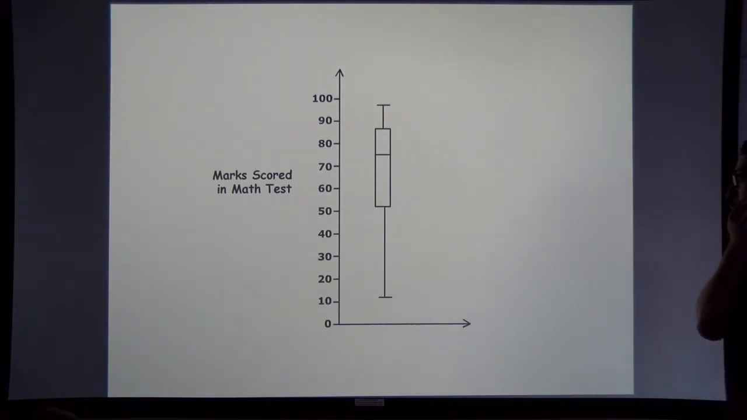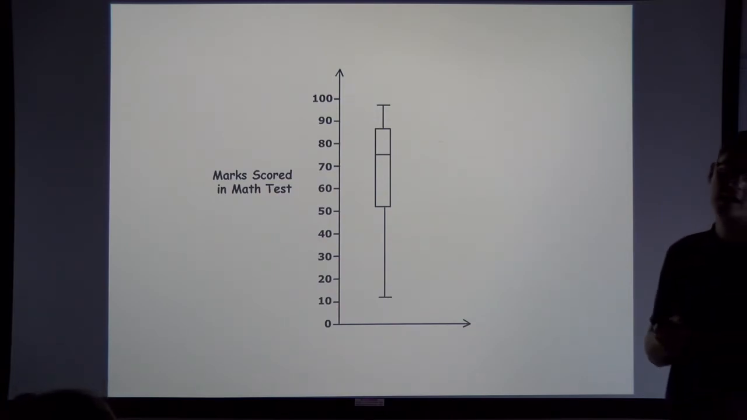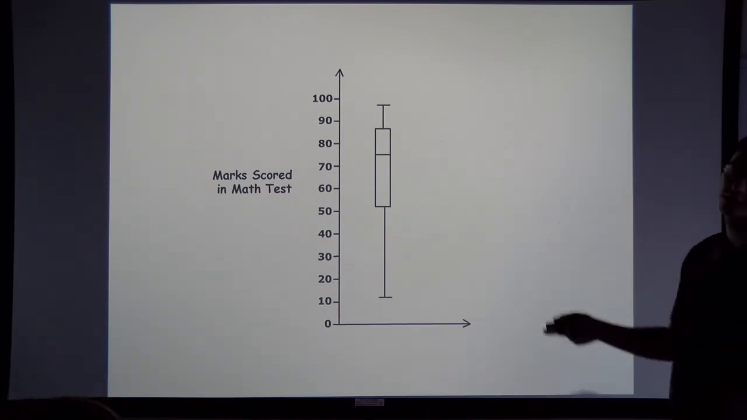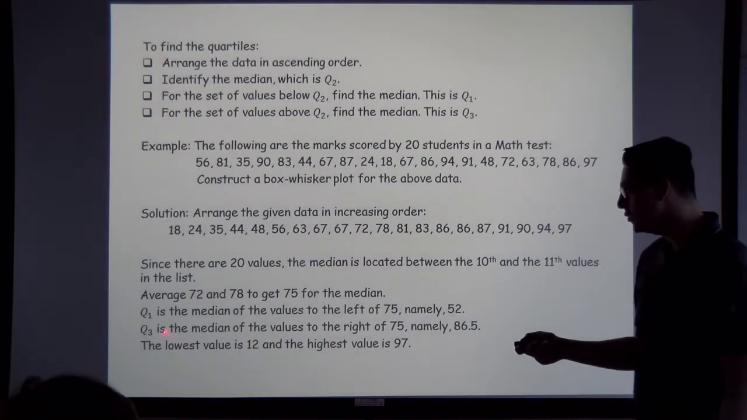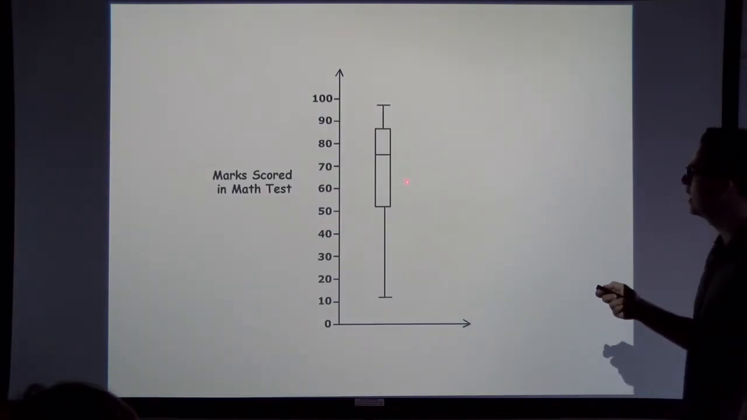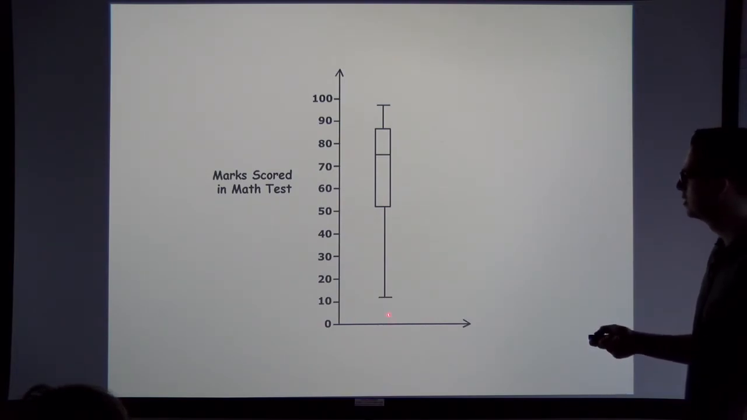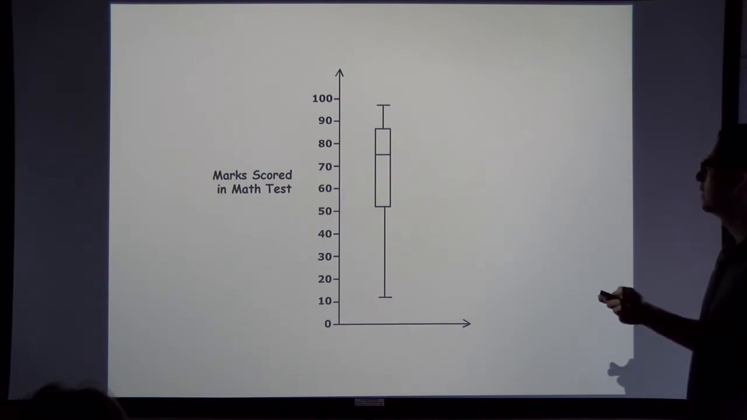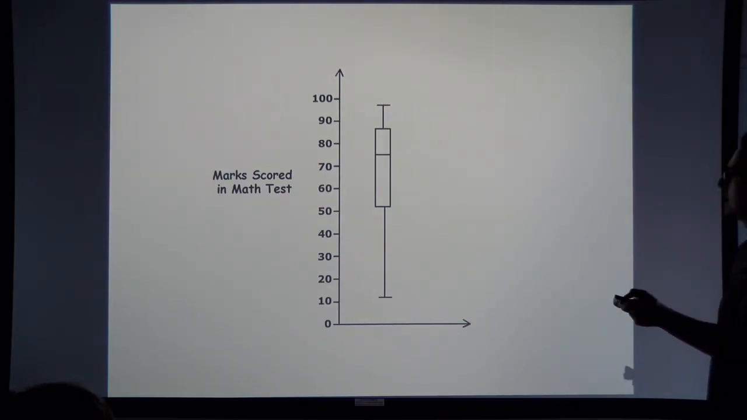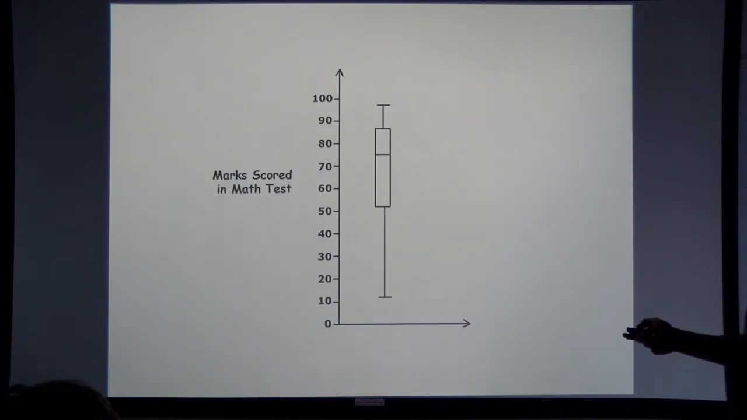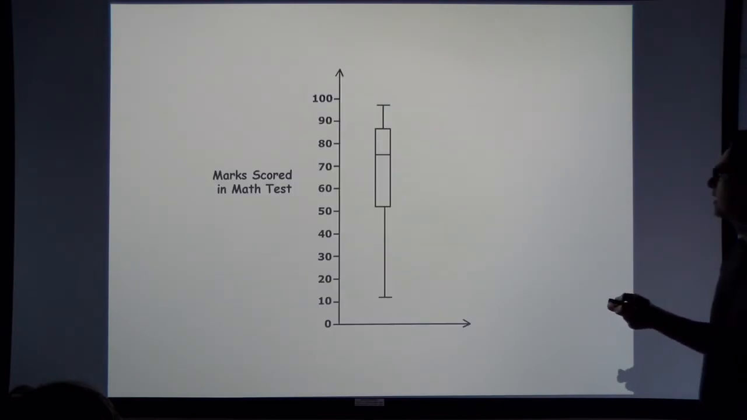So here's what your box and whisker plot is going to look like. You compare it to a number line. You can do it vertically, or if you want, you could do it horizontally. I usually teach them as horizontals. You notice we have a median of 75, so my median line should be right at 75. My minimum should be at 18, and my maximum we said was 98 or 97. Your first quartile was listed at 52, and your third quartile was listed at 86.5.